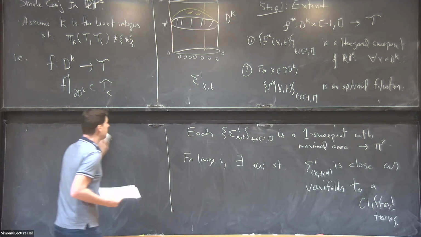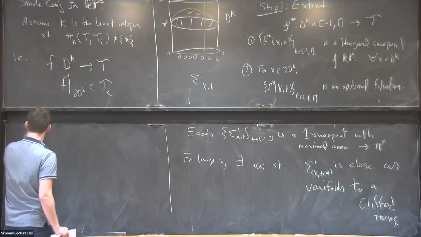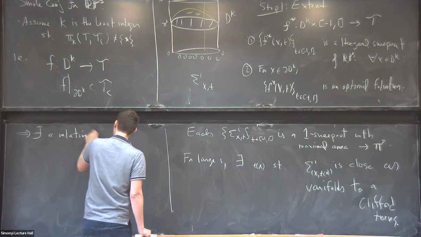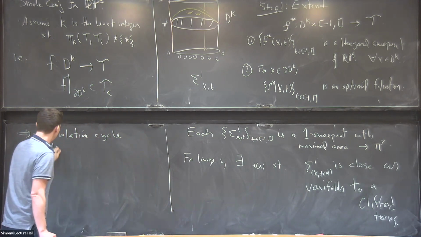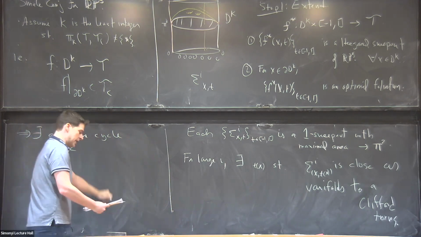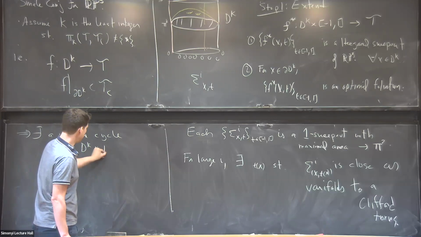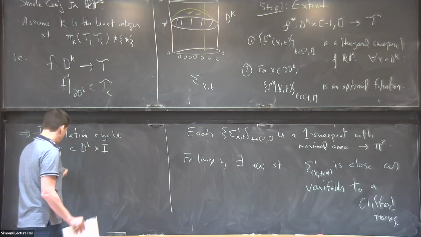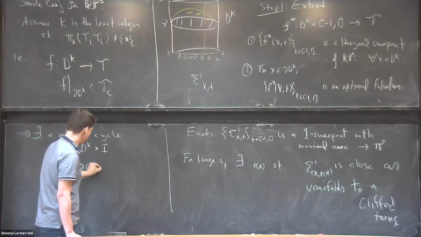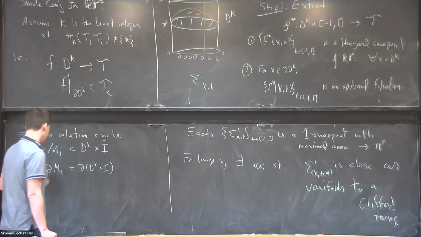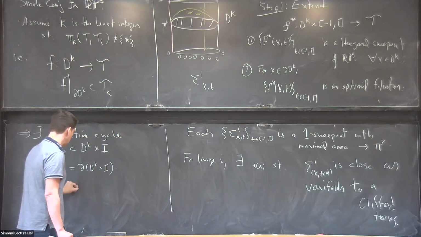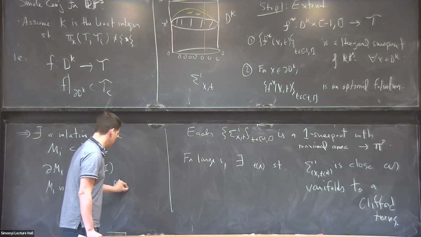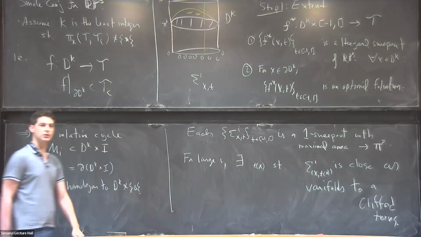Okay, so we get this, that yellow, I should have used a different color. So what we get is there exists a relative cycle. Let's call it MI. That's the yellow surface with genus that I drew, sitting inside of my parameter space, with the boundary of MI being equal to the same boundary that I had to begin with of my initial family. And so MI is homologous to the initial family, DK cross 0.